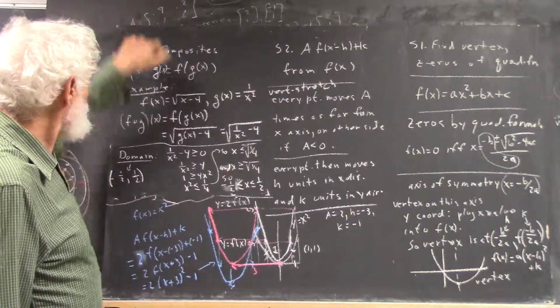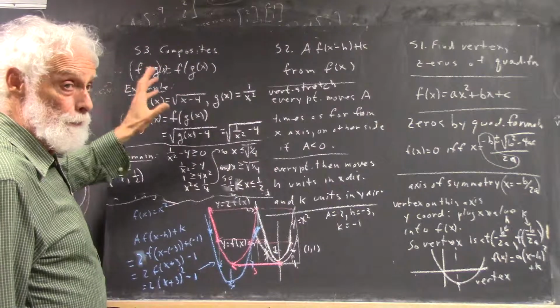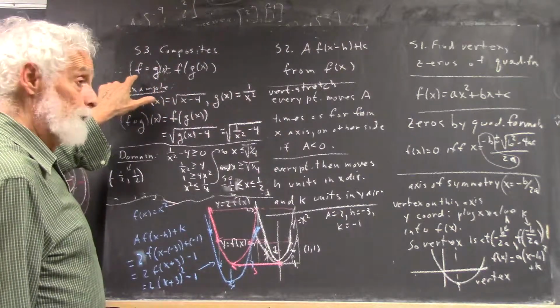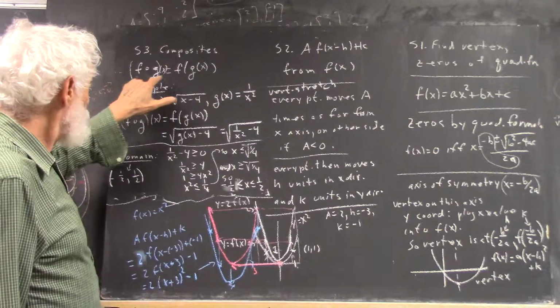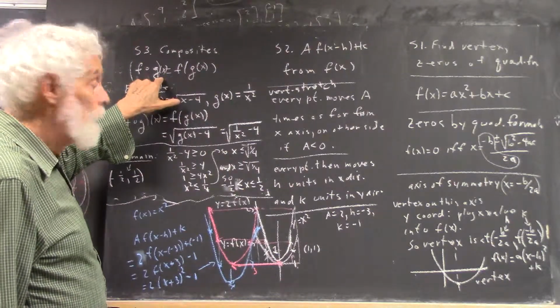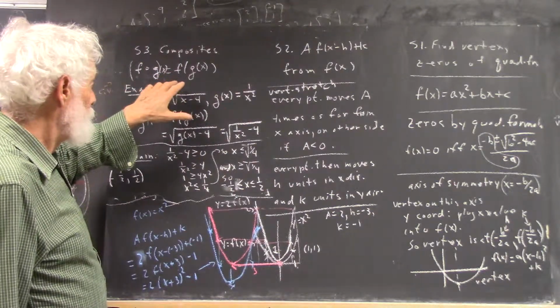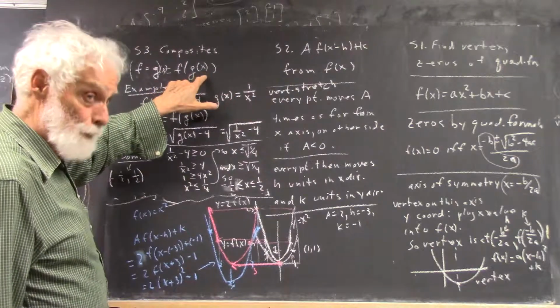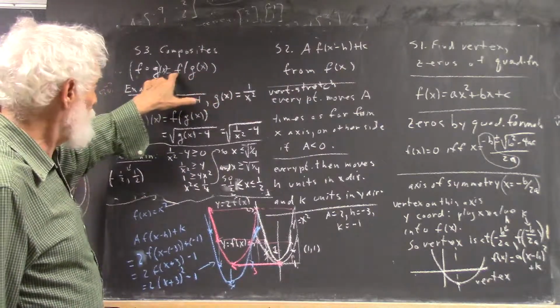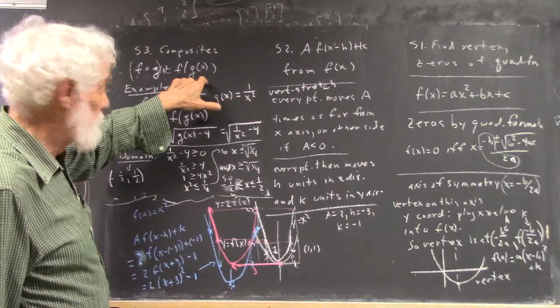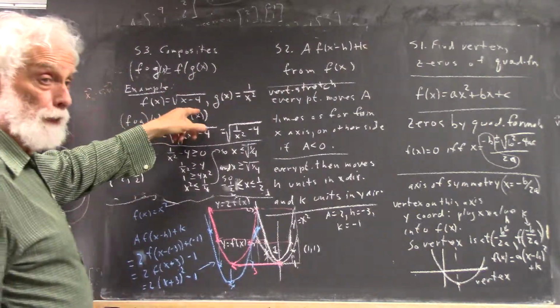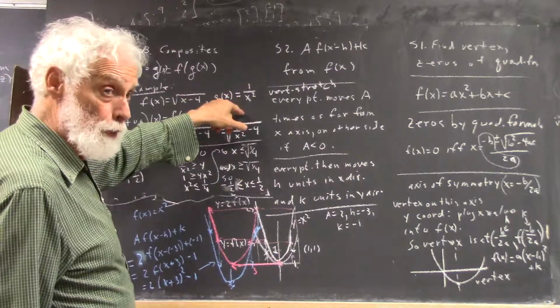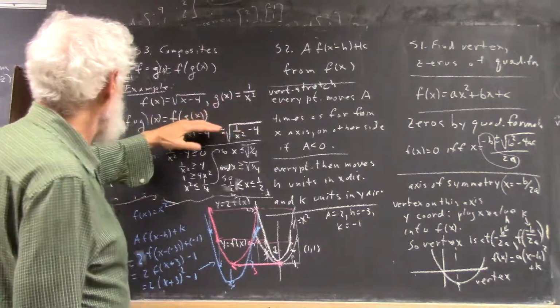Composite. The composite of f and g, denoted f circle g, is the function which, when evaluated at x, has the value you get if you evaluate g at that value of x, and then f at that value of g. So, for example, if f of x is the square root of x minus 4, and g of x is 1 over x squared, then what's f of g of x?